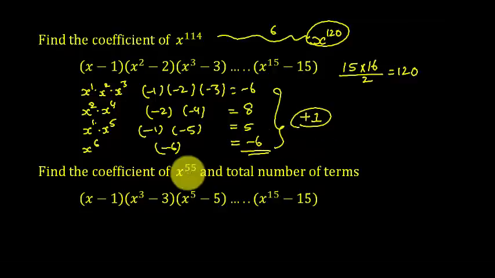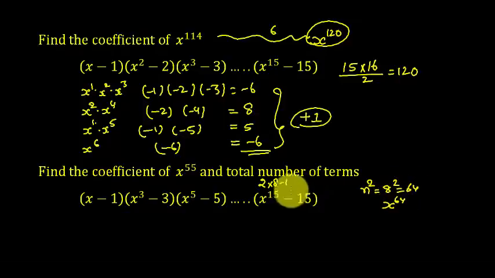We are looking for x^55, again a large power, and the powers of x are 1, 3, 5 till 15. That is nothing but the first 8 odd natural numbers. Summation of all is nothing but n square. The summation of the first n odd numbers is n square, which is 8 square, 64 here. So the maximum power of x is 64. We are looking for 55, which means we are missing 9.